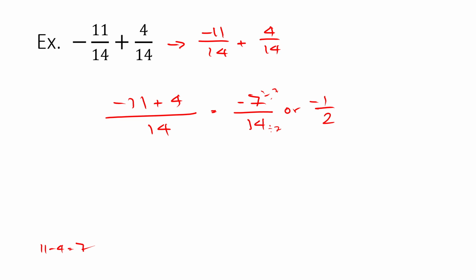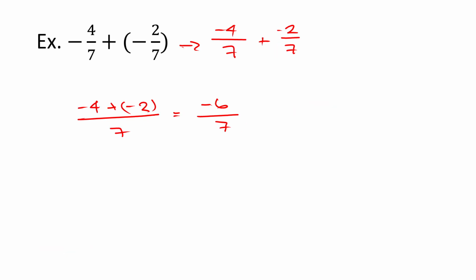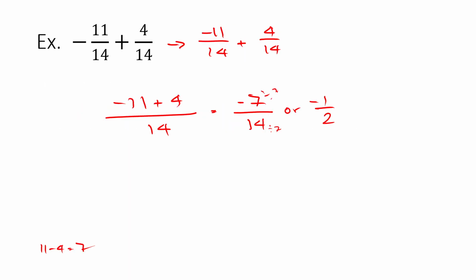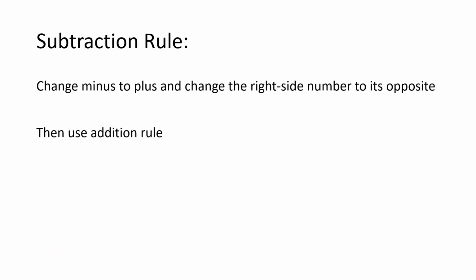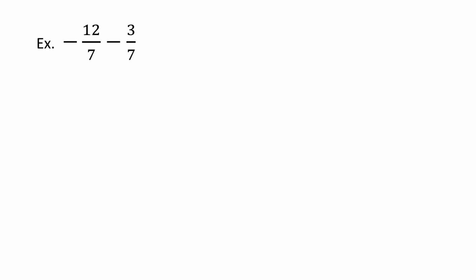You might be getting confused right now. Now, this is addition rule, right? So we also need to remember subtraction rule. Subtraction rule is pretty straightforward. You're going to change minus to plus and change the right side number to its opposite. Then use addition rule. So let's say we have negative 12 over 17 minus 3 over 7. Oh, my bad. Ignore what I just said.